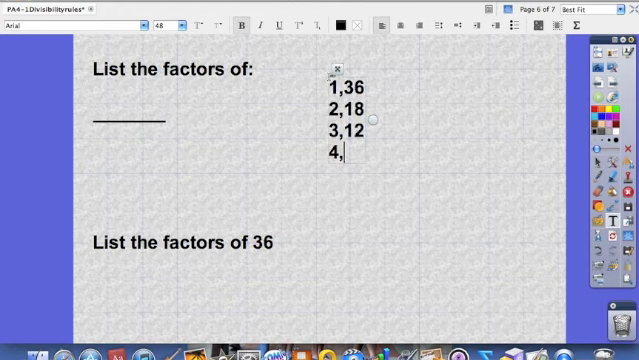4 goes into 36? Yep. 4 times 9 is 36. How about 5? Does 36 end in a 0 or a 5? No, 5 is not a factor of 36. 6? Yep. 6 times 6 is 36. How about 7? Now I'm in my upper numbers and I realize that I am finished listing all of my factors. Write this in your notes, 36, and then list all of the factors.